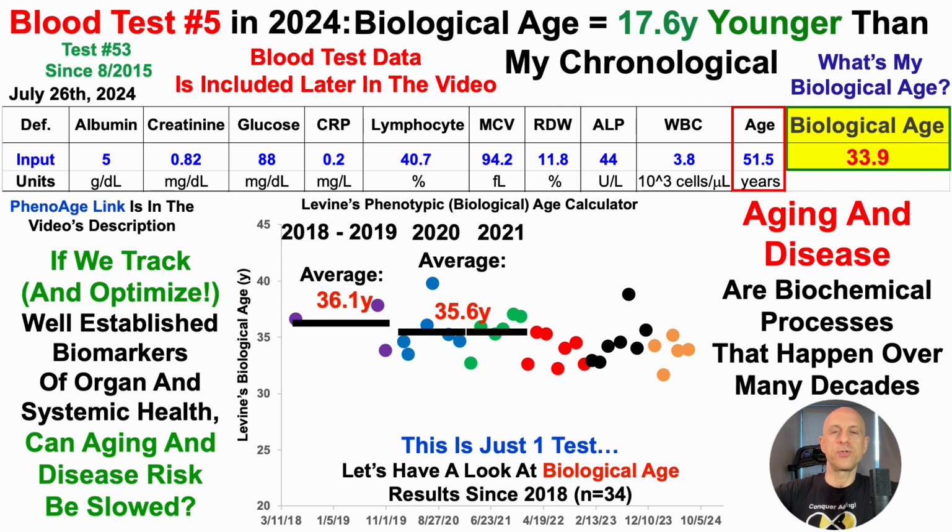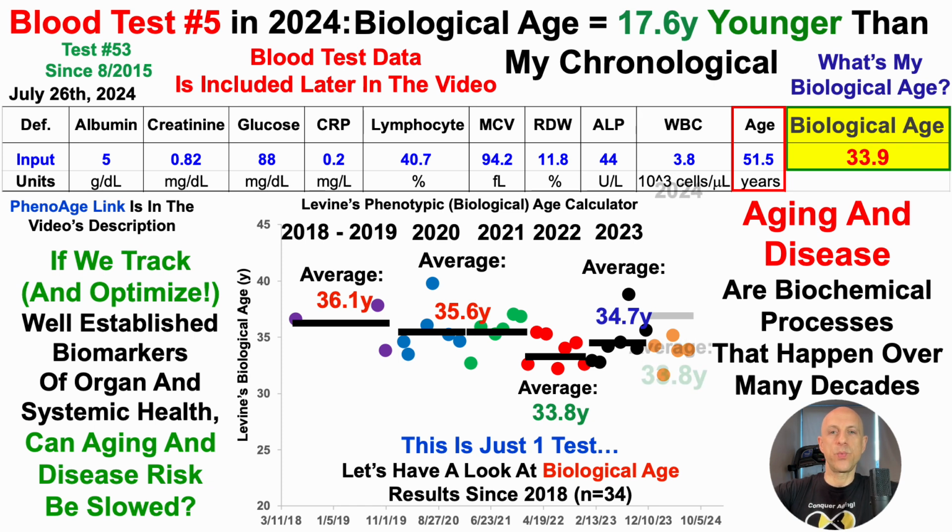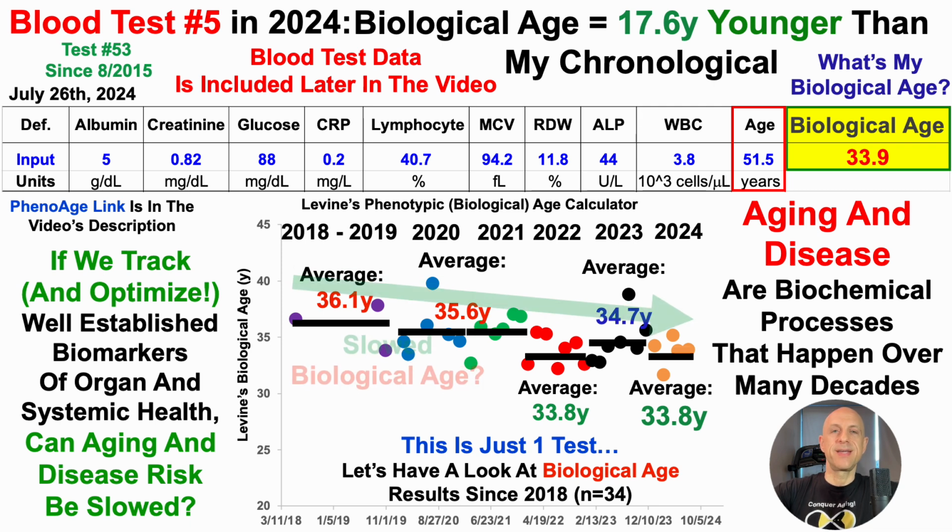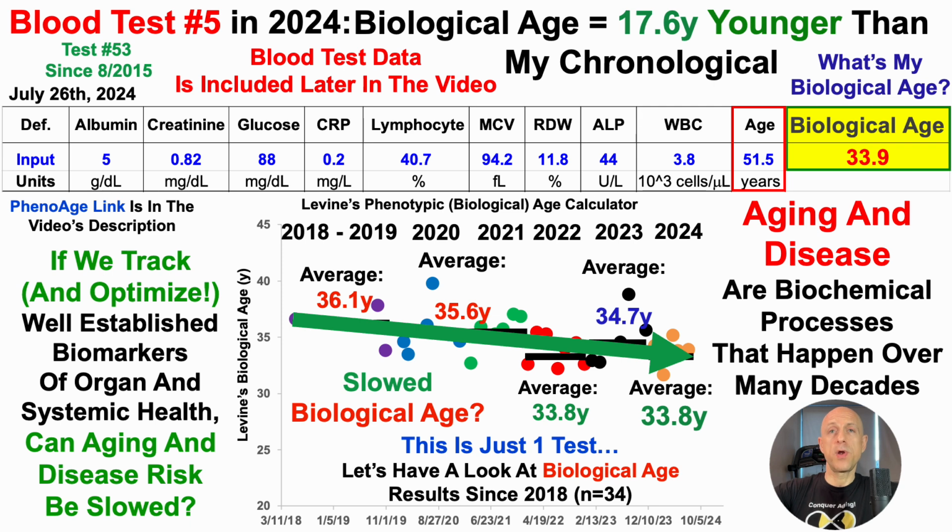So that's probably closer to my true year-to-year average relative to the 2018 to 2019 data. And then I had my best year to date in 2022, over 7 tests, with an average biological age of 33.8 years. It got a bit worse to 34.7 years in 2023, but still better than 2020 and 2021 data. And thus far, after the first 5 tests in 2024, I'm back to my best data at 33.8 years. So what we can see from these 34 tests is that I've potentially slowed biological age.